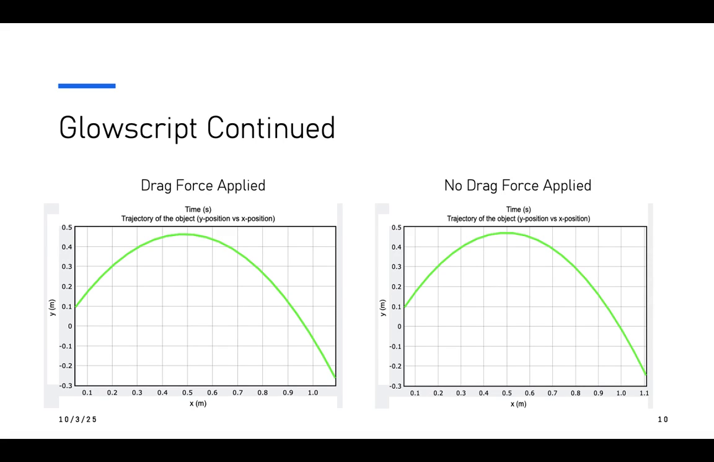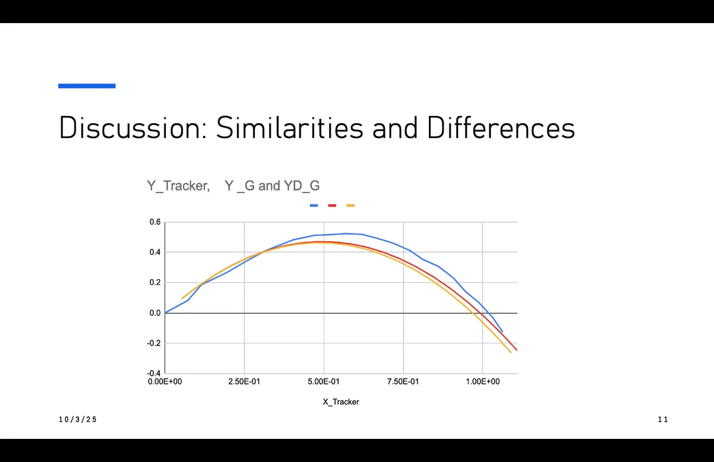Here's the GlowScript continued. Here's a model when drag force was applied versus no drag force being applied. And here are the similarities and differences. The Y tracker is the blue line, the red is the Y with gravity involved, and then the yellow is drag and gravity. As you can see, it examines the effect of drag on different trajectories, and the Tracker data is more similar to the data that includes the drag and the gravitational forces, meaning that it's more accurate to the data that we observed in class when drag is present.